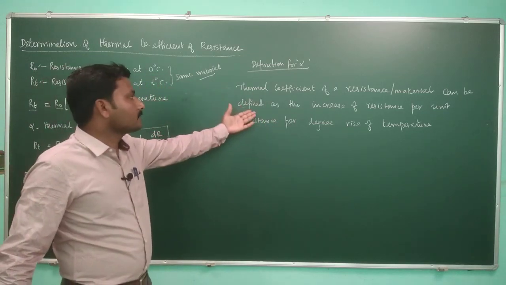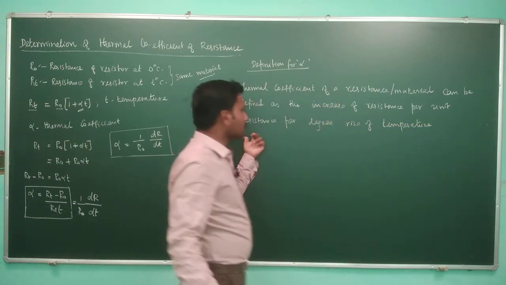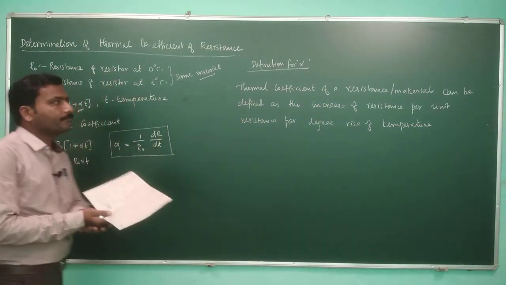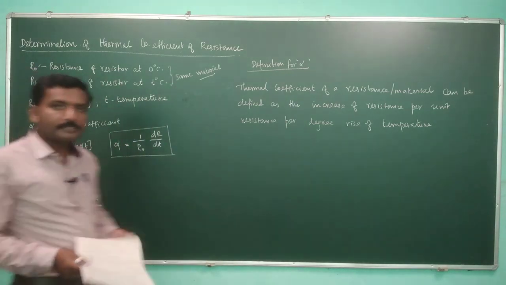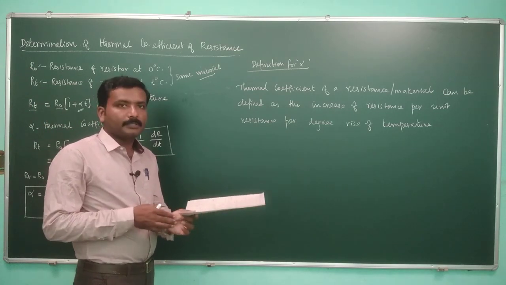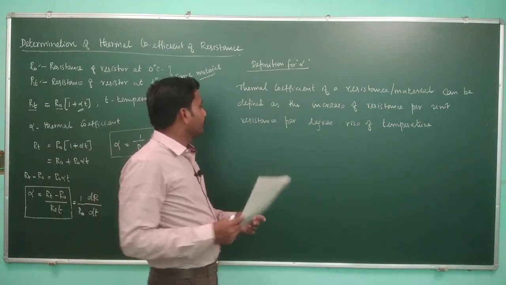It is defined as the increase of resistance per unit resistance per degree rise of temperature. What does it mean? How do I have to understand that? Let us see with an example.